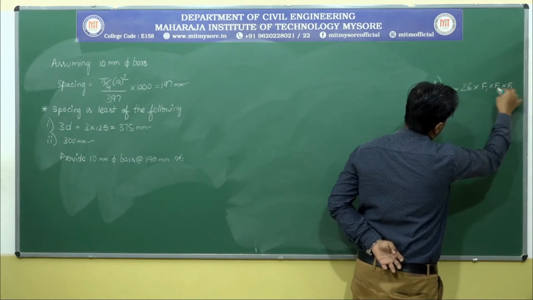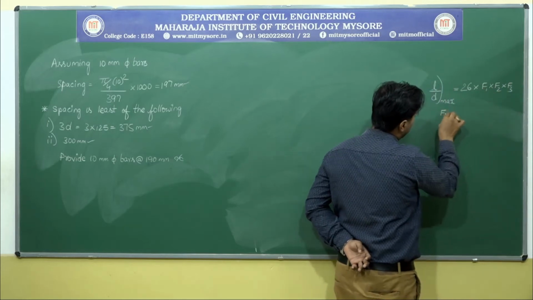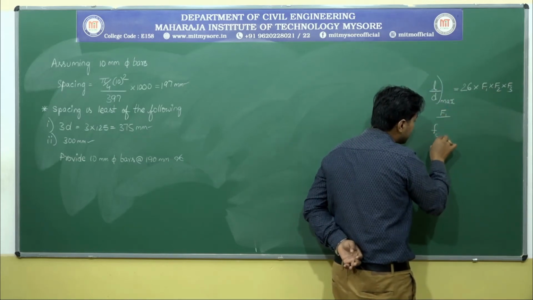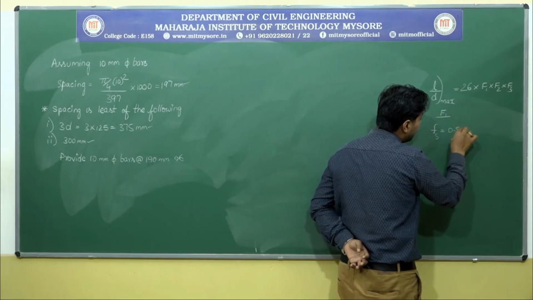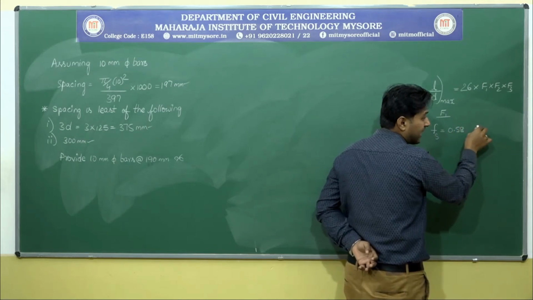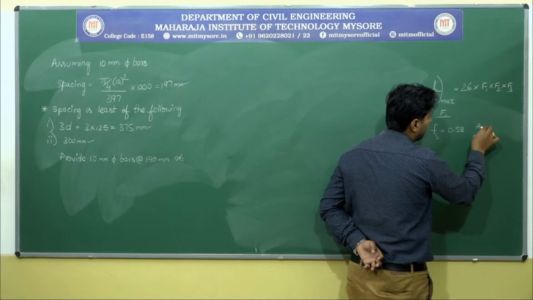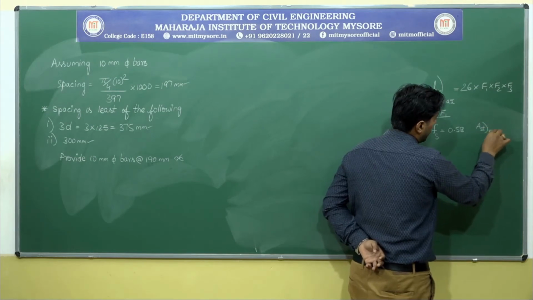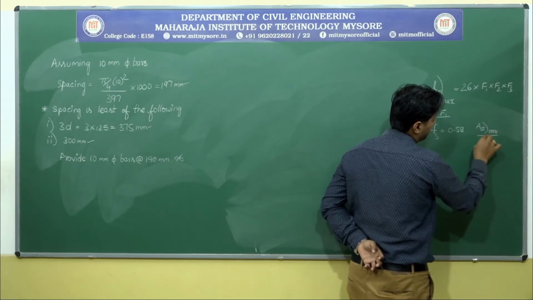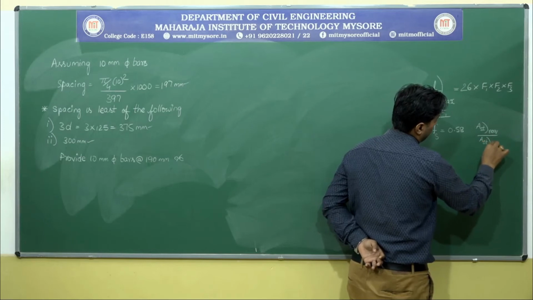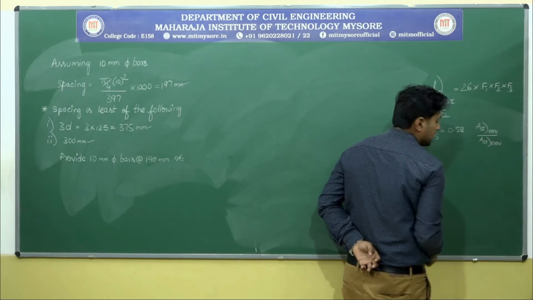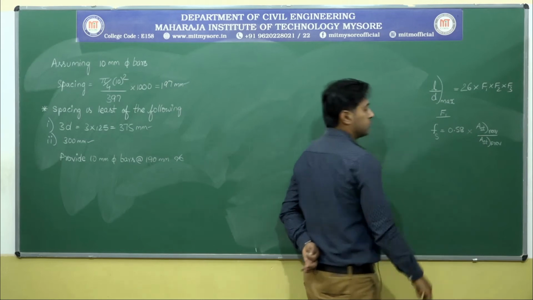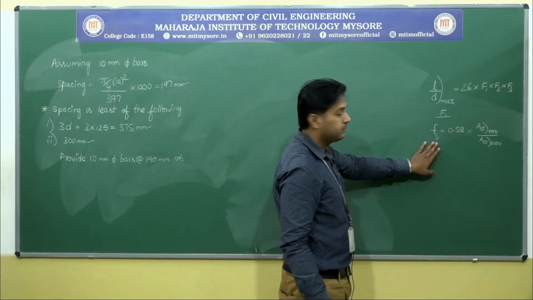Check for deflection. Especially for calculation of F1, we need to find Fs. It's 0.58 times fy times AST required by AST provided. I think you people remember. So this is the formula that we need to use to calculate Fs.